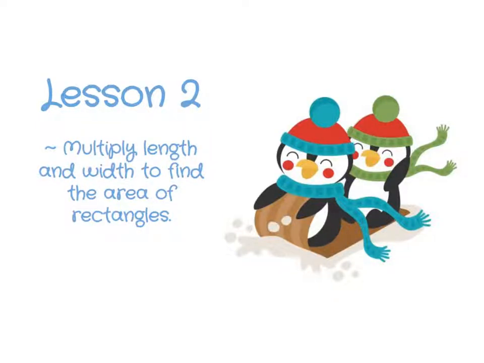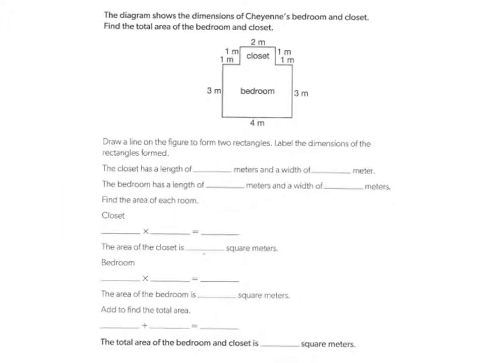For Lesson 2, we are going to multiply length and width to find the area of rectangles. Let's take a look at the example. It says the diagram shows the dimensions of Cheyenne's bedroom and closet. Find the total area of the bedroom and closet.